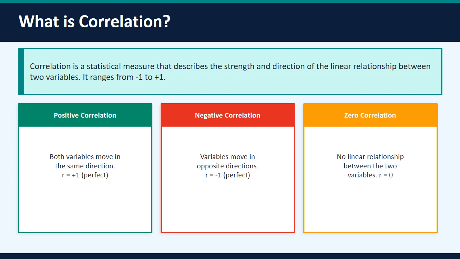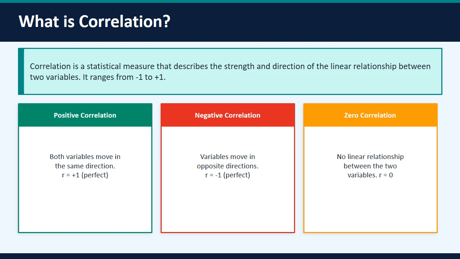What is correlation? Correlation is a statistical measure that tells us whether two variables are related and how strongly they are related. Let us understand this with simple examples. What is positive correlation? If one variable increases and the other also increases, then that is called positive correlation. For example, more study, more result.